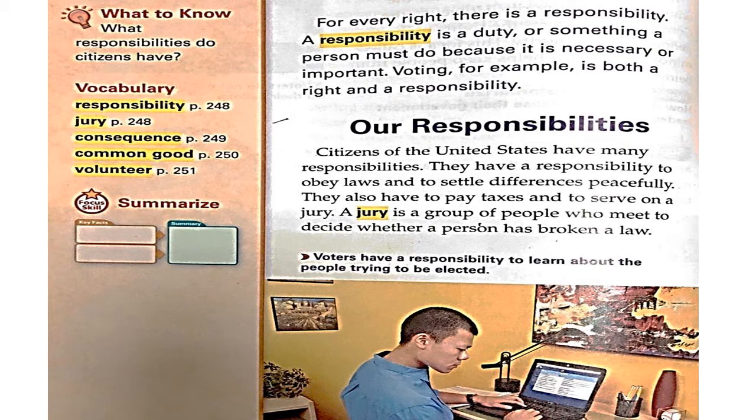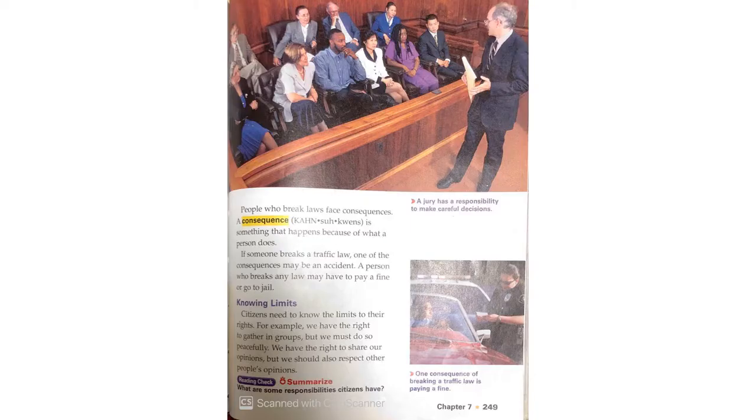Let's look at what the term jury means. A jury is a group of people who meet to decide whether a person has broken a law. Down below here you can see a picture where voters have a responsibility to learn about the people trying to be elected. So when they do choose a leader, they make sure that they choose wisely. On this page you can see a picture of a jury that has a responsibility, and they have to be very careful when they make decisions.